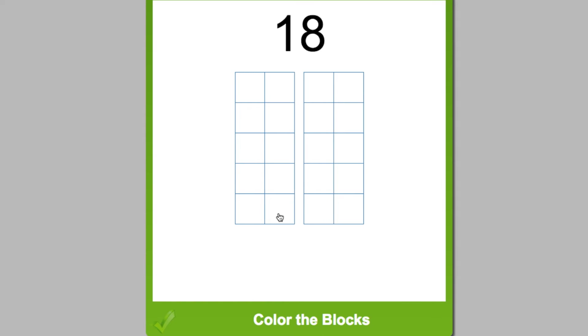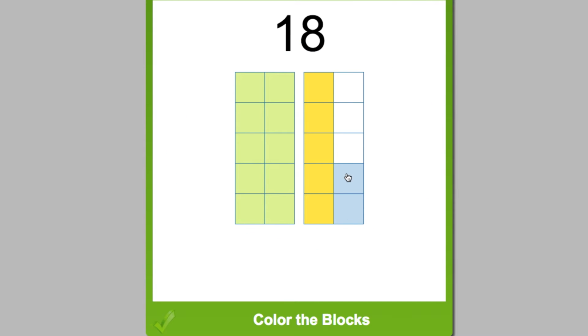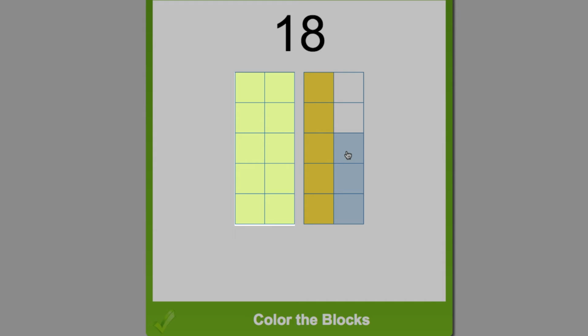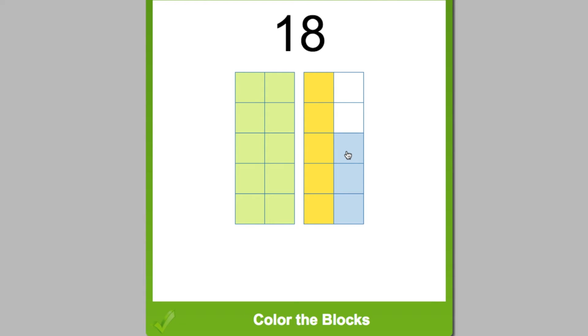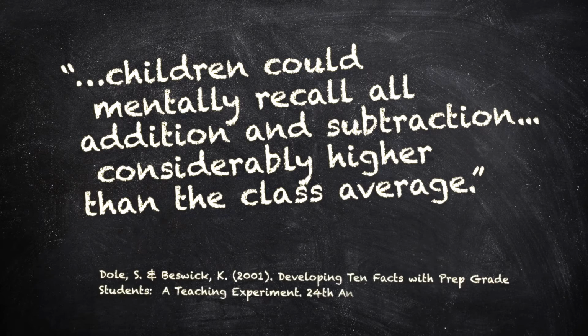As students progress through the module, they will eventually work with larger numbers with a 10 frame, and with the same manipulatives that use colored blocks to represent the numbers. Here, we see that the number 10 is represented with green blocks, and again, students will practice numbers up to 20 with this manipulative. In a research study conducted with young students, the students who use the 10 frame could more easily mentally add and subtract as compared to their class average.